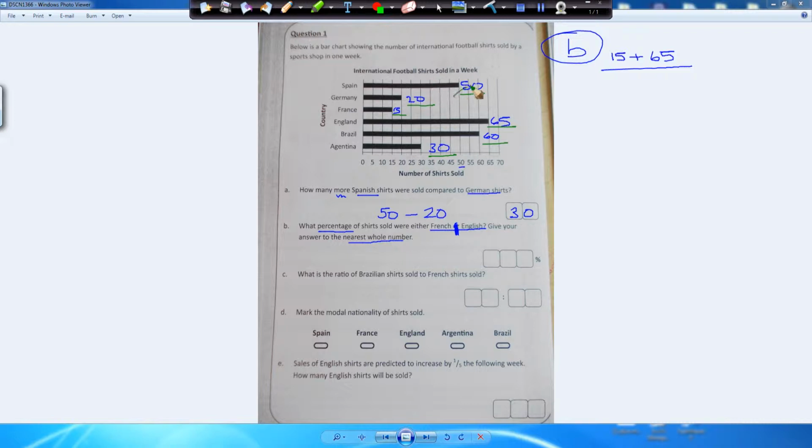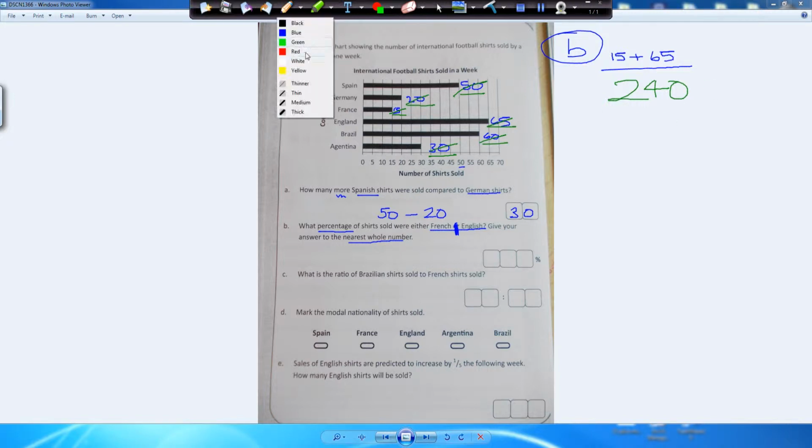Right. So we do 50, add 20 is 70. 70, add 15 is 85. 85, add another 5, 90. 90, add 60, 150. 150, add 60, 210. 210, add 30, 240. So 240 goes to the bottom over here of our calculation. So percentages come up a lot. So it's this much out of the total.